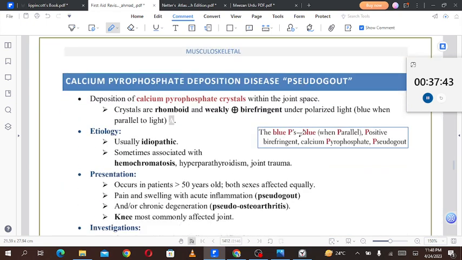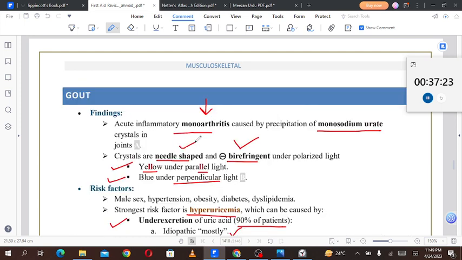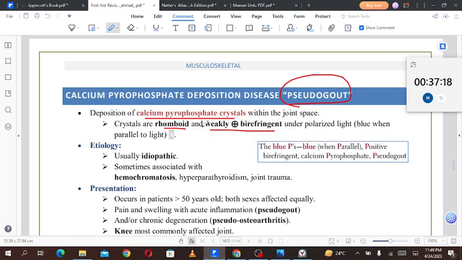Then calcium pyrophosphate deposition disease, that is pseudogout. Gout and pseudogout are different conditions. In gout we have uric acid crystal deposition, and in pseudogout we have calcium pyrophosphate deposition within the joint space. Crystals are rhomboid and weakly positively birefringent. The crystals in gout were needle shaped and negatively birefringent. In pseudogout, the crystals are rhomboid and weakly positively birefringent under polarized light, blue when parallel to light.